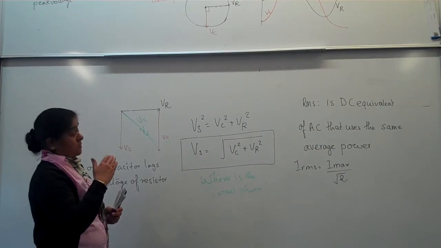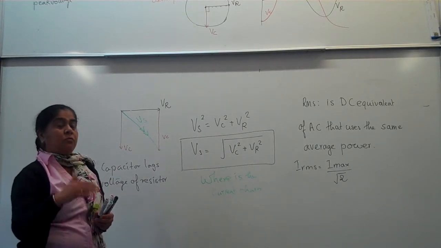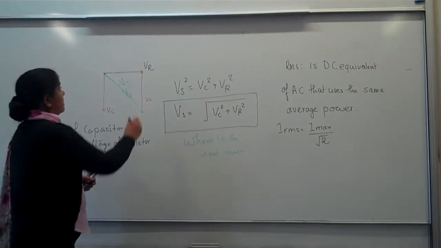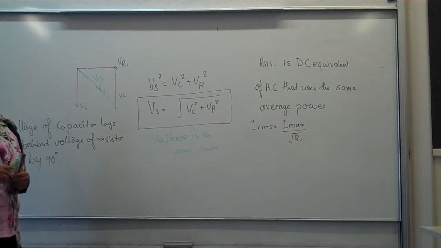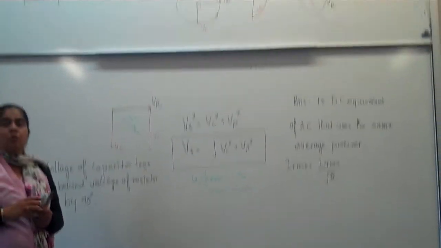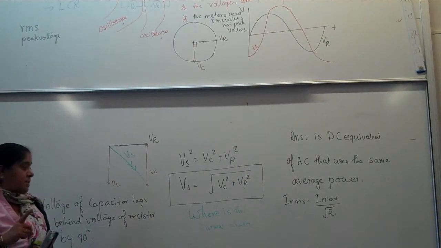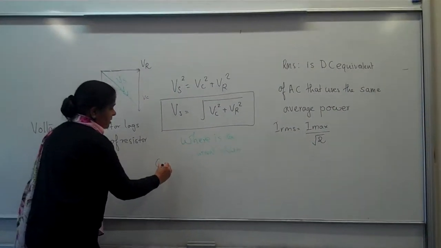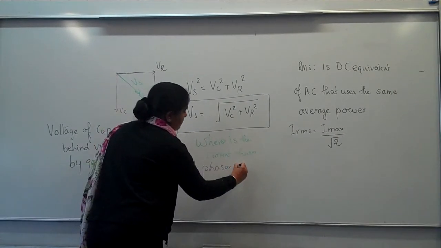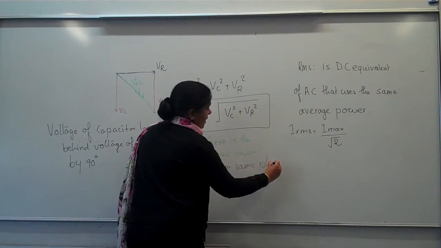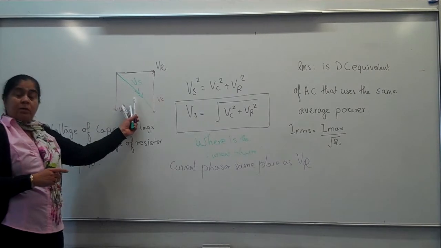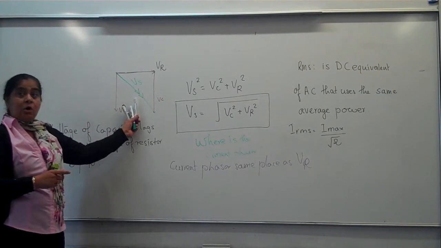Current in the circuit is controlled by the amount of resistance. So the current phasor is always going hand in hand with the voltage of the resistor. So the current phasor is also in the same place as the voltage of the resistor. Please remember this. It's there in the book. So the current phasor is in the same place as VR.